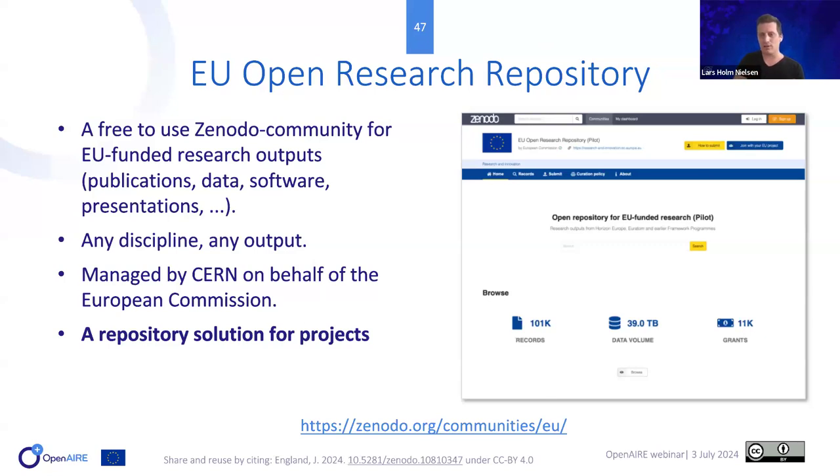Then you've seen that Zenodo can do a lot of all these things. And I want to present a new solution that we have on Zenodo that we've been working on and launched here in March and are still working on for EU projects. So basically on Zenodo, we now have a new community called the EU Open Research Repository. It's managed by us at Zenodo on behalf of the Commission. And it's a place where you can basically share anything like you can on Zenodo related to an EU project. So it really gathers everything on Zenodo that is funded by the European Commission. And right now there are about 100,000 records from about 11,000 different grants.